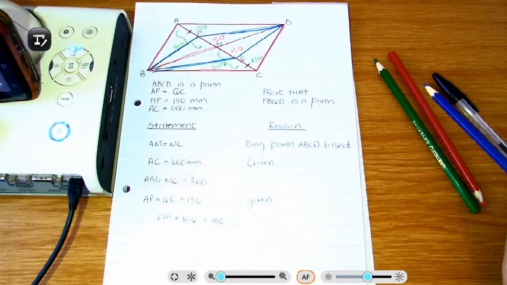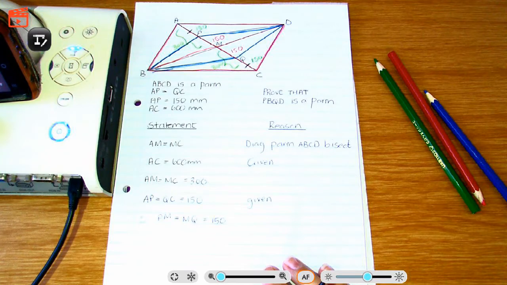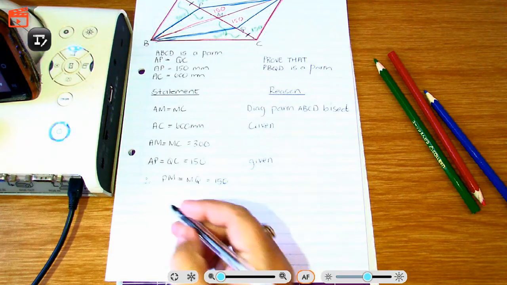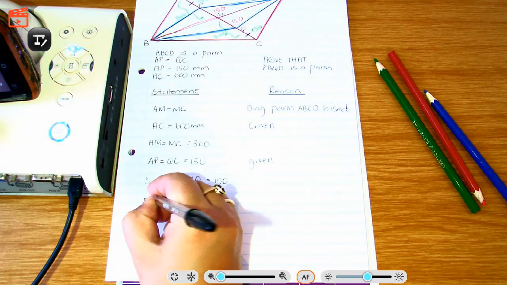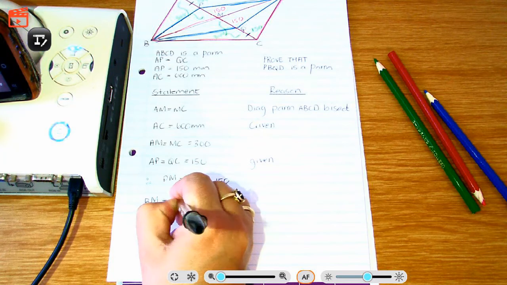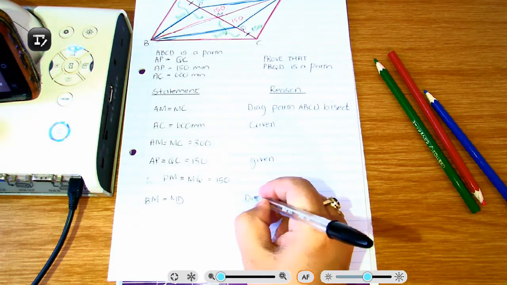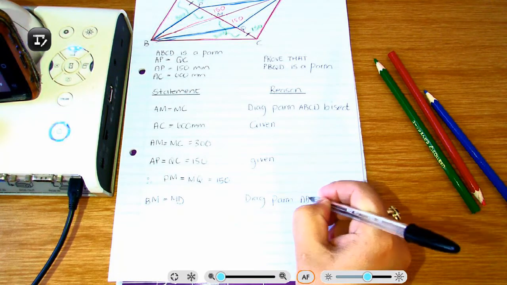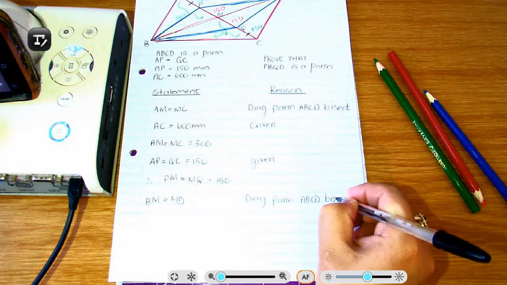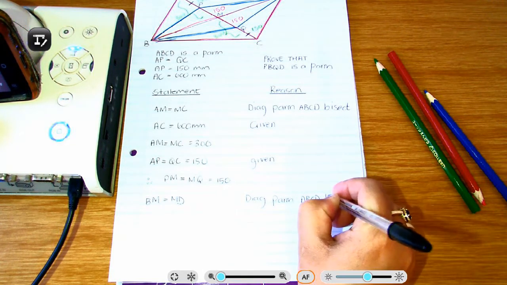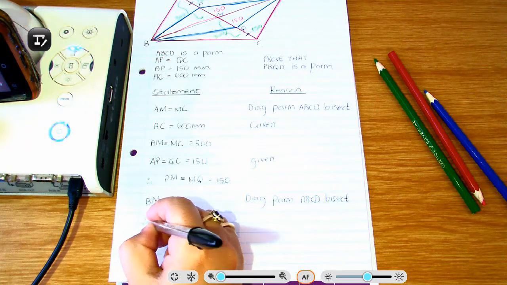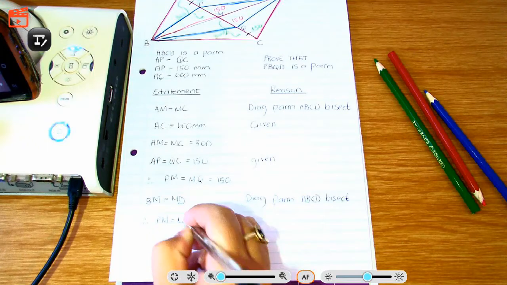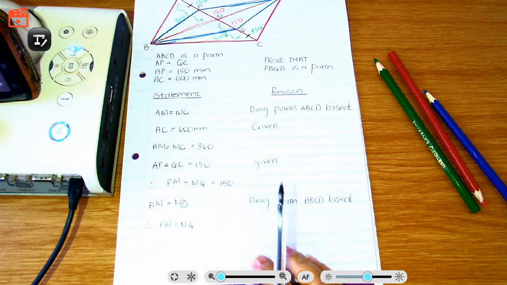Okay, so what we're going to do then, I'm just going to move it up. We already know that BM is equal to MD. That's because the diagonals of parallelogram ABCD bisect each other. So that's given. So therefore, PM is equal to MQ. That was what we proved here.